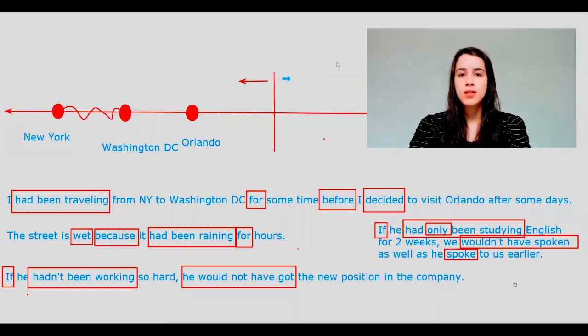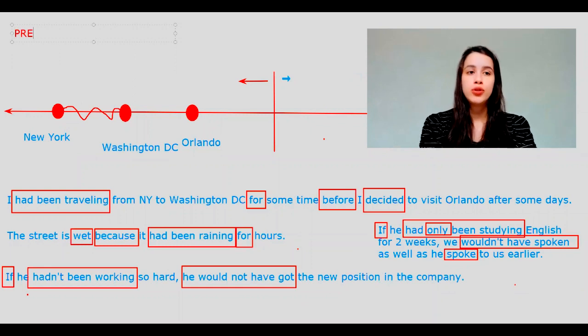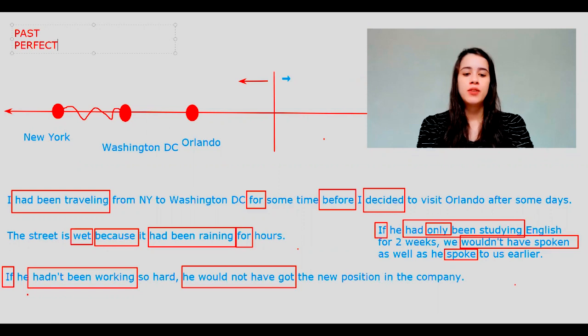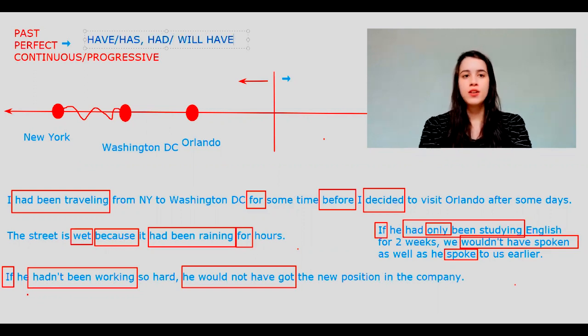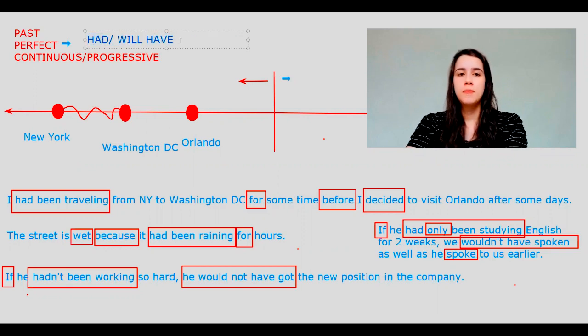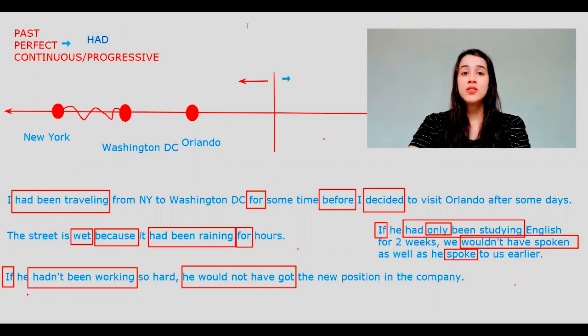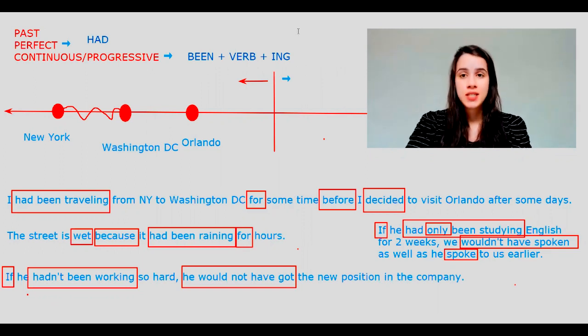So this was a lesson, a video to teach you how to use the past perfect continuous, or progressive tense. Remember that when it's perfect, we always use have or has or had or will have. Here we are using had because it's past. And when we have continuous form connected with perfect, we use been plus verb plus ing. That's why all the sentences have had been, a verb, and ing. Okay, so this is the structure, the formula of past perfect continuous or progressive.